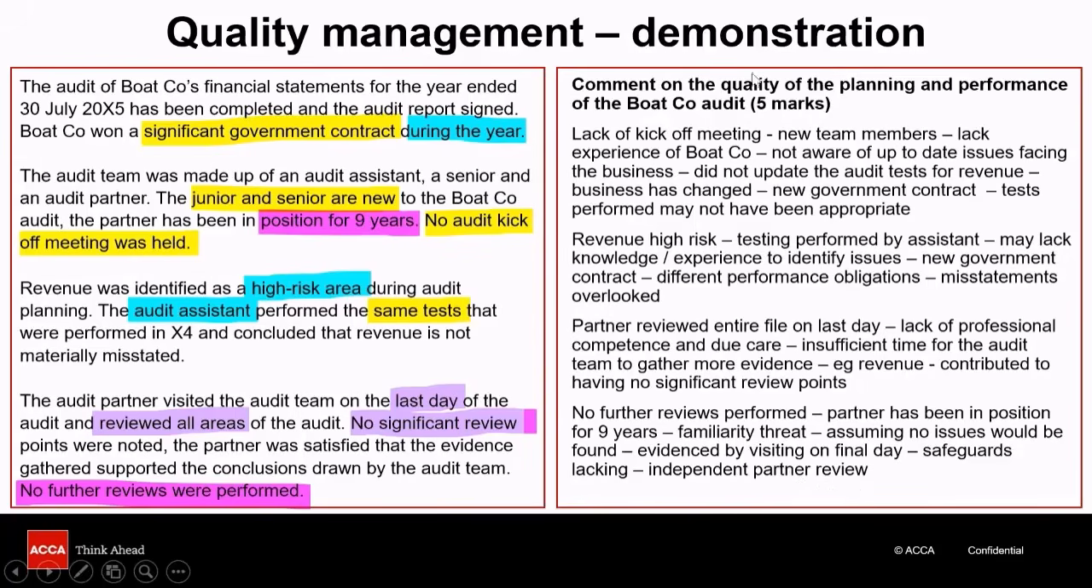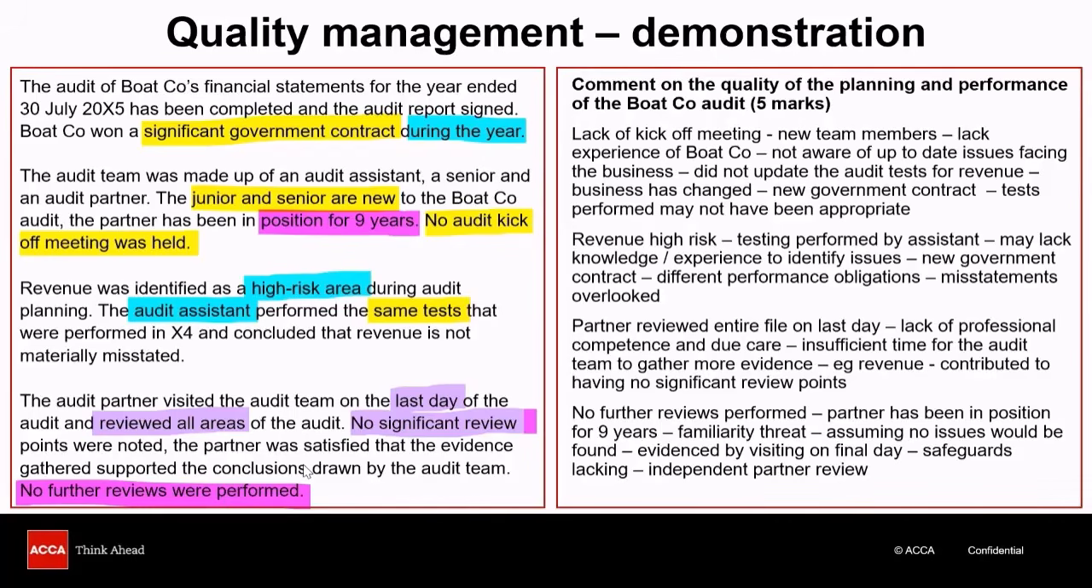Now, this is a 5-mark question. And I've only got 1, 2, 3, 4 points. So surely I need another one. But I've been through the scenario and I haven't got another point. There isn't anything else that jumped out to me from the scenario. So what should you do in this situation? I haven't got enough points for the marks available.